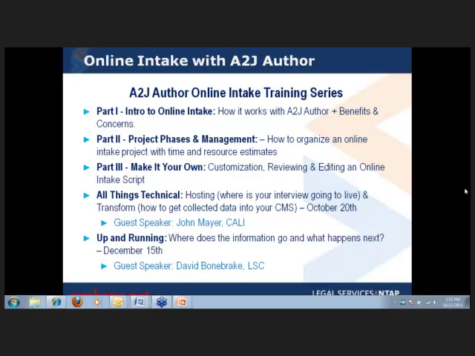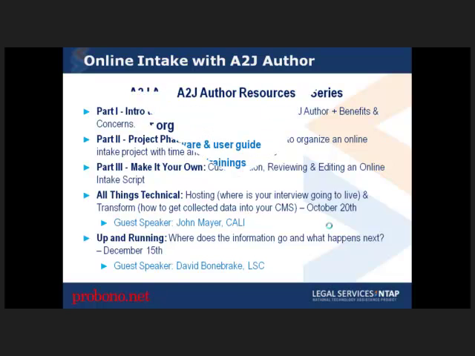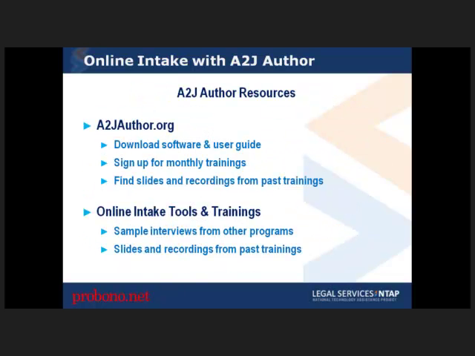And then we have some additional resources. If you want to start to look around on A2JAuthor.org, you can download the software and the user guide, which is free to any court or legal aid organization creating projects to help pro se litigants. That's the case for document assembly and online intake. You can sign up for monthly trainings. I do an intro training for A2J Author, an advanced training, and then the online specific series. So you can sign up there.